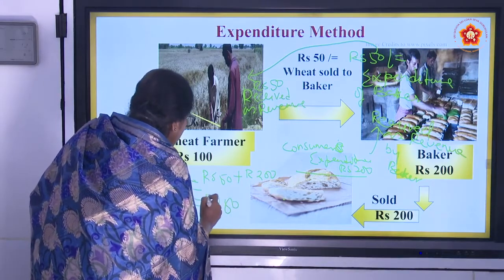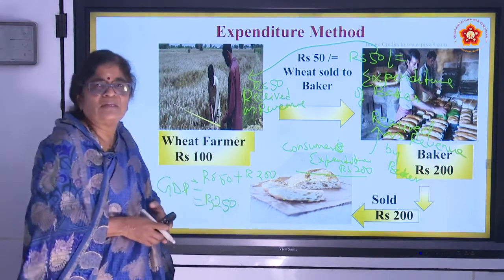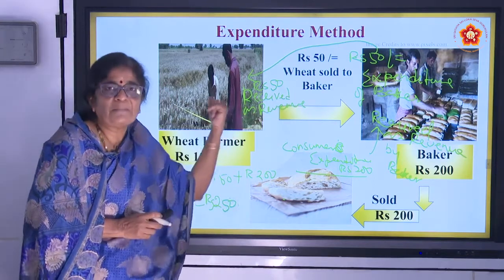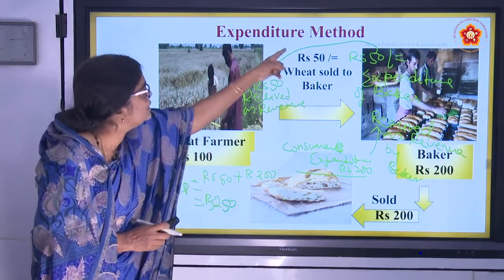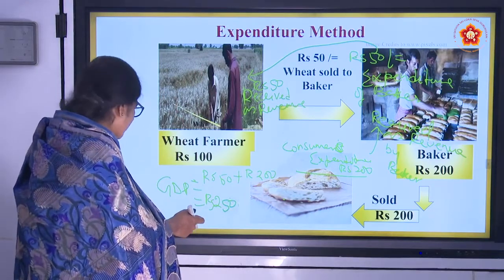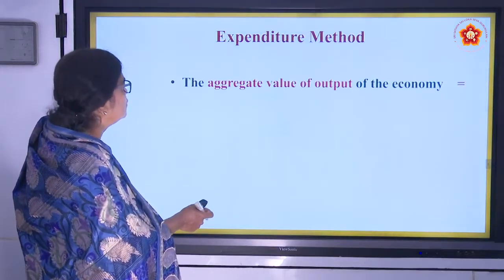Rupees 250. I hope you understood. One man's expenditure is another man's income. This is the expenditure method. Therefore, we have to write in such a way. I have explained, I hope you understood.